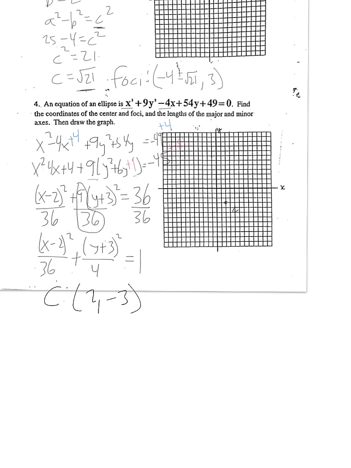A squared is 36, so A is 6, B is 2. So from the center we go left and right 6. 1, 2, 3, 4, 5, 6. Then up and down 2. 1, 2. There's the ellipse.